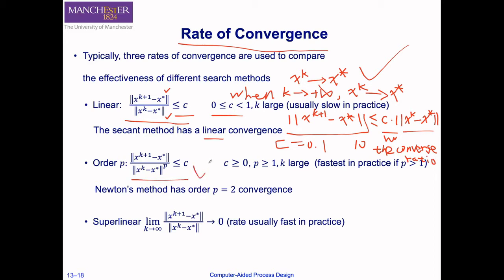If this condition is satisfied, then the rate of convergence is order p. When p is equal to 2, then the rate of convergence is said to be quadratic. Let's suppose p is equal to 2, c is equal to 1. The error at iteration k is equal to 0.1. Then we can calculate the error at iteration k plus 1.